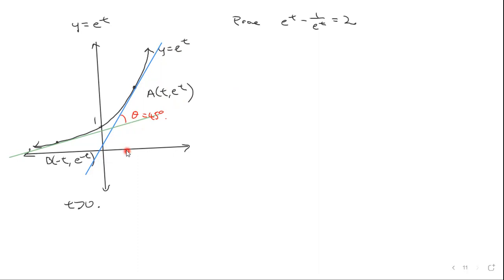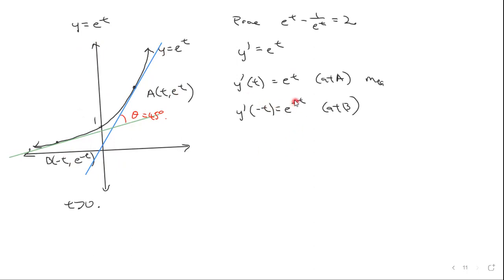So basically we understand that y dash equals e to the t. It's an exponential function, the derivative is e to the t. So y dash at A means we sub in t, and that means it would be e to the t. And y dash at negative t would be e to the negative t at B. We knew that from our theory anyway, because the exponential curve has a gradient equal to itself. So these are the gradients: the gradient of the tangent at A, and the gradient of the tangent at B.